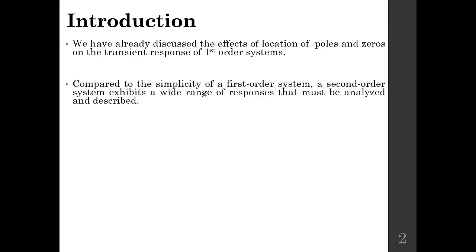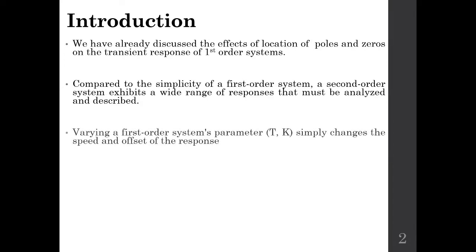Now, compared to the simplicity of the first order system, a second order system can exhibit a wide range of responses, so we should be able to analyze how a second order system behaves. In first order system, we were simply playing with the parameters T and K. T was the time constant and K was the DC gain, and simply by changing these two parameters we were able to change the speed and offset of the system response.